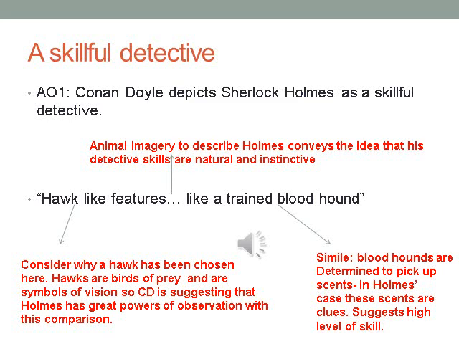The quotation that we're going to have a look at is "hawk-like features like a trained bloodhound." Now, this animal imagery describes Holmes in a way that makes his detective skills seem natural and instinctive. If we look at "hawk-like features," we really need to think about why Conan Doyle chose a hawk to compare Sherlock Holmes to. Now, hawks are birds of prey, and they're also symbolic of good vision. So Conan Doyle could be suggesting that Holmes has these great powers of observation, and that's something that we need to keep in mind. The simile, "like a trained bloodhound."